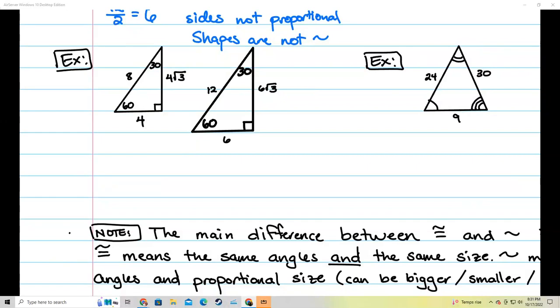I'm going to go ahead and check, first, are the angles matching up? So let's see. I see that this 30 degrees matches up with this 30 degrees. That's good. I notice that this 60 degrees matches up with that 60 degrees. That's good. And I see that this 90 degrees matches up with that 90 degrees.